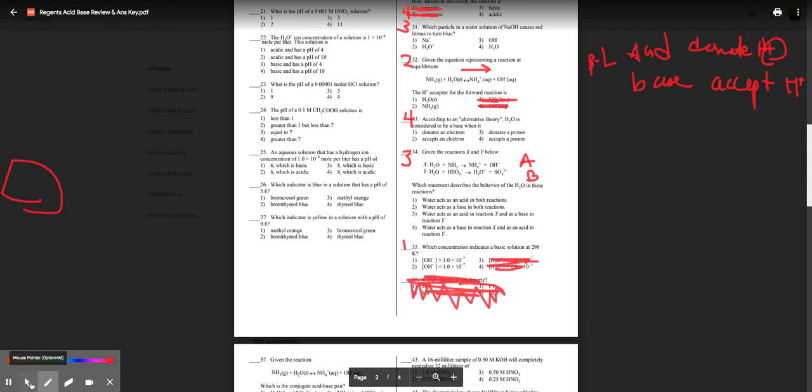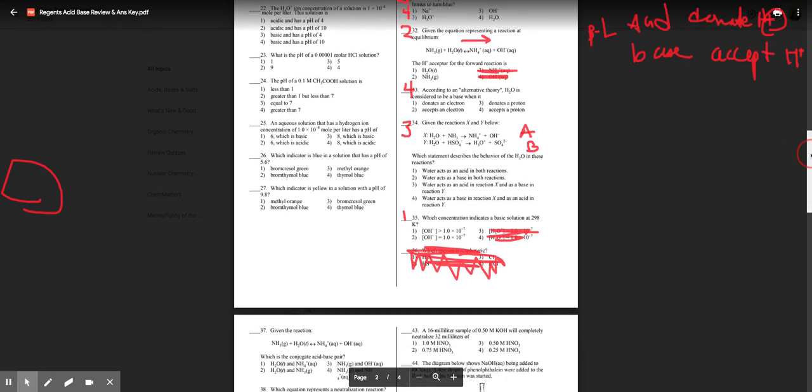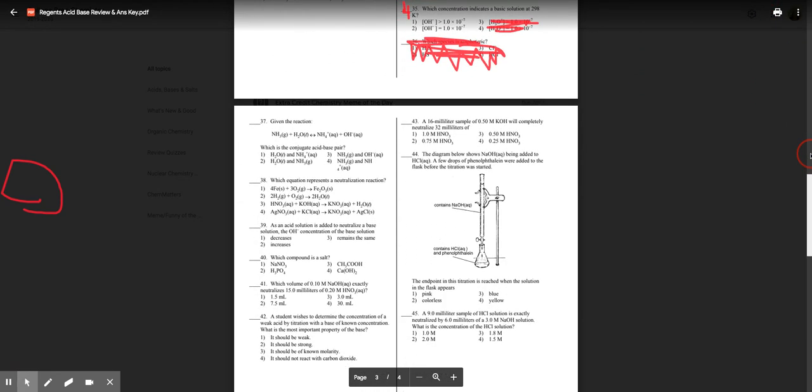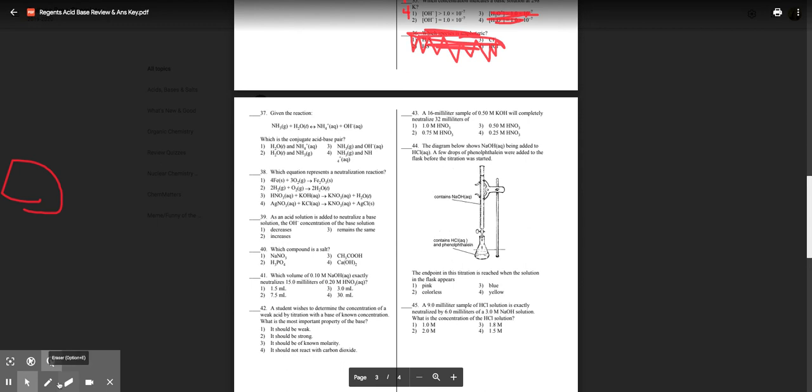Don't worry about 36. Oops, you don't have to do that. In fact, you don't have to do 37 also. Conjugate acid-base pairs. Okay, neutralization reaction is when an acid and a base come together and produce a salt and water. So I'm looking for an acid and a base, and there they are.